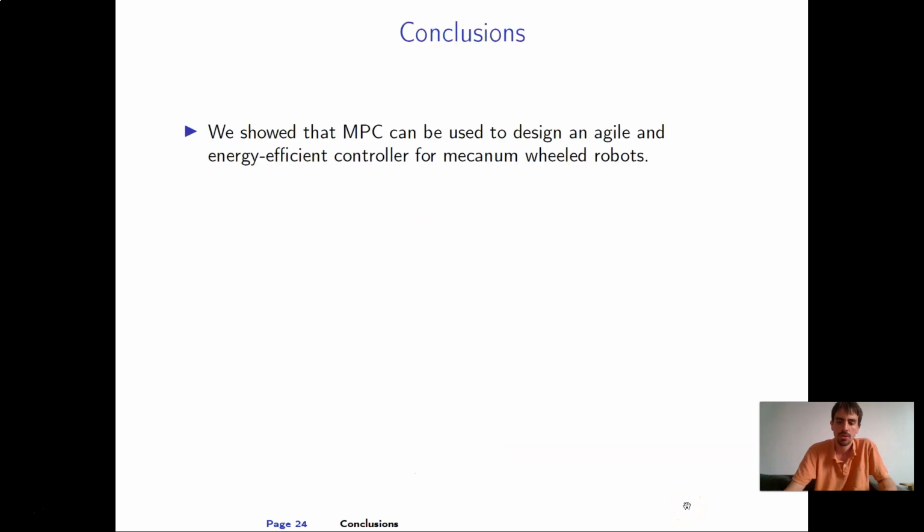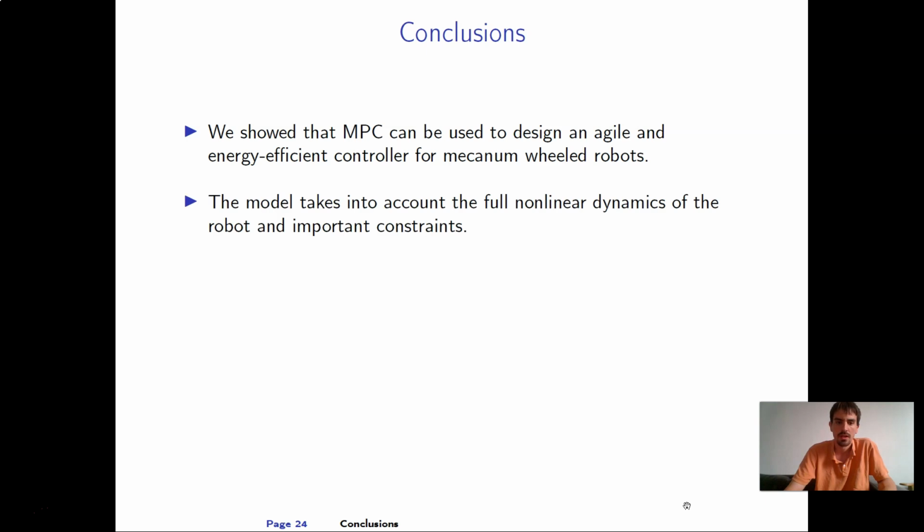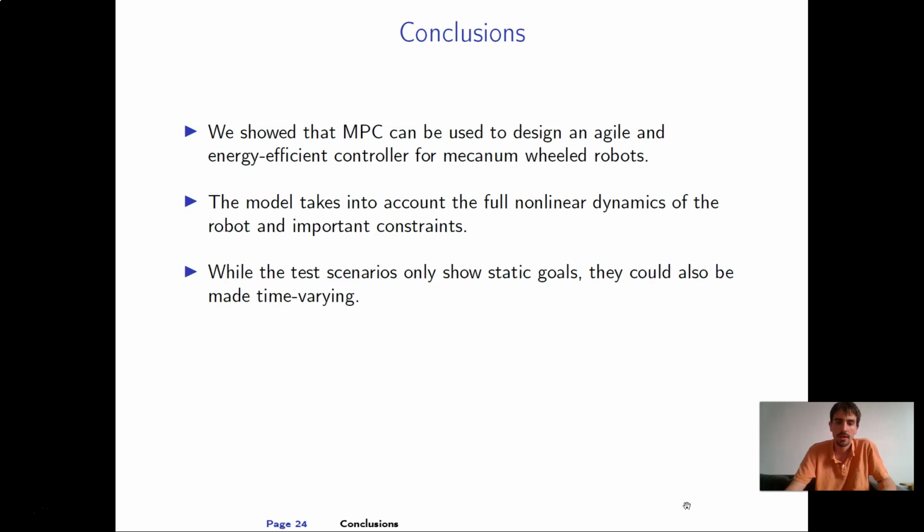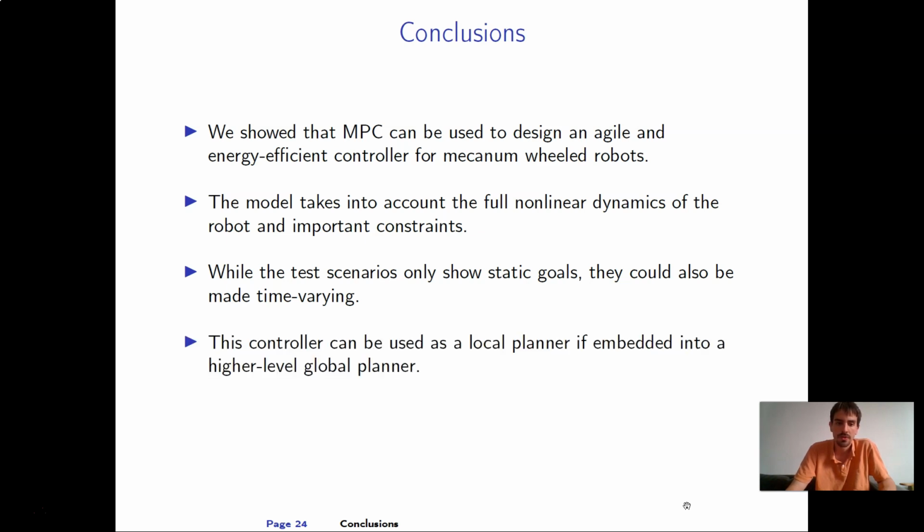To conclude, we have shown that a model predictive controller can be used to design an agile and energy-efficient controller for Mecanum-wheeled robots. The controller constructed takes into account the full nonlinear dynamics of the robot and its actuators, and manages to get usable results in real time. While the test scenarios only show static goals, they could also be made time-varying. Also, the controller could be used as a local planner if embedded into a higher-level global planner.